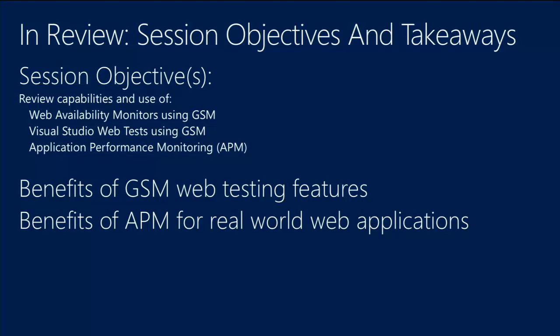So out of the box, for your trial, you get 30 tests for web availability and 30 tests for Visual Studio.